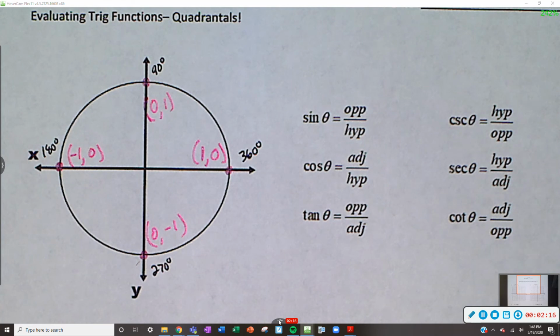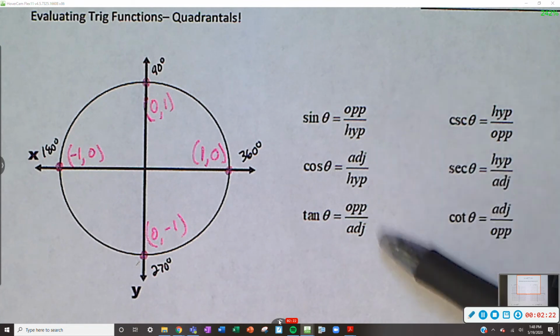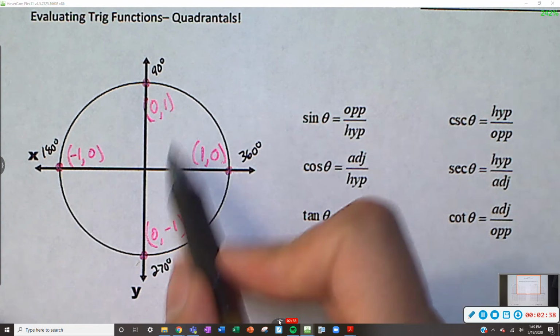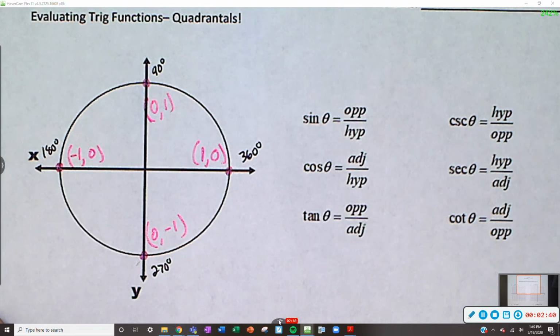Now, when we've drawn a triangle to do these, we've been thinking about our trig ratios in terms of the opposite side and the hypotenuse. But if I don't have a triangle, I can't really think about a hypotenuse or an opposite or an adjacent leg. So what we're going to do is set up these ratios slightly differently using x and y values from these coordinates.